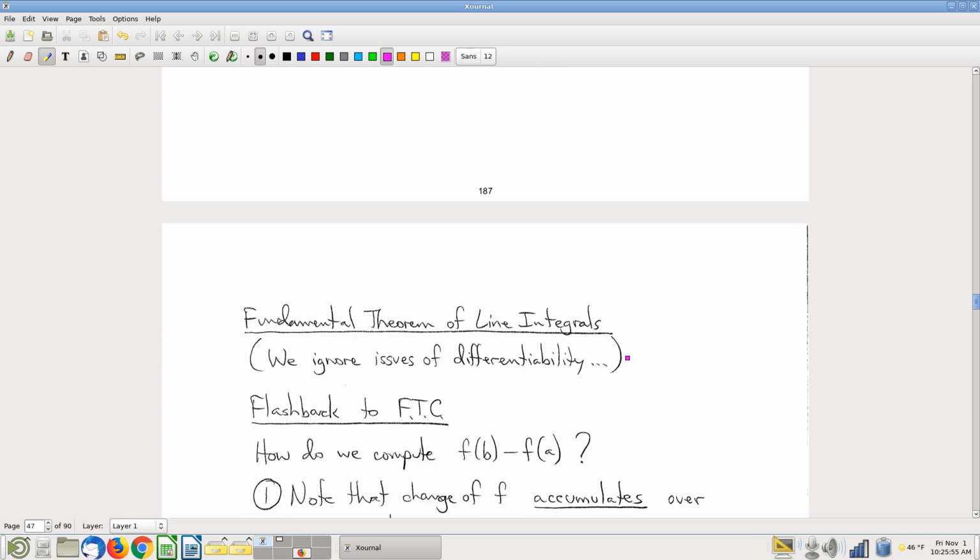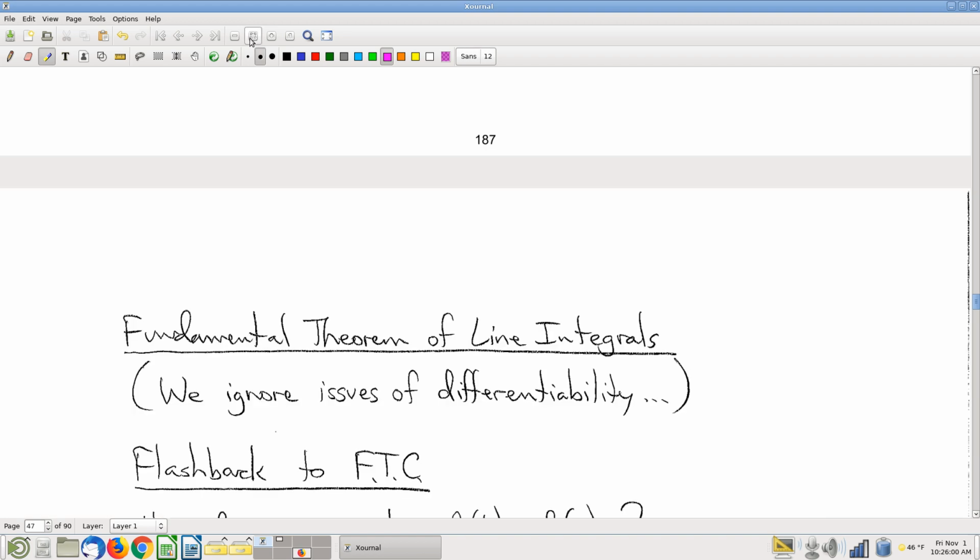Okay. All right, so we're going to go on now. Next thing, we're going to talk about something called the fundamental theorem of line integrals. Sounds important. Fundamental theorem and all that.